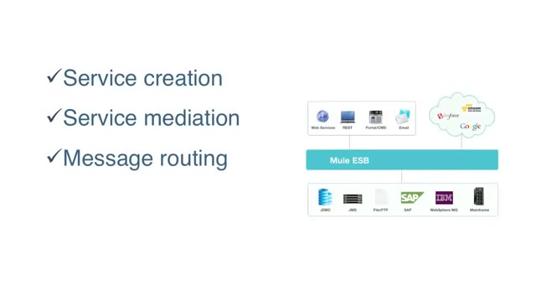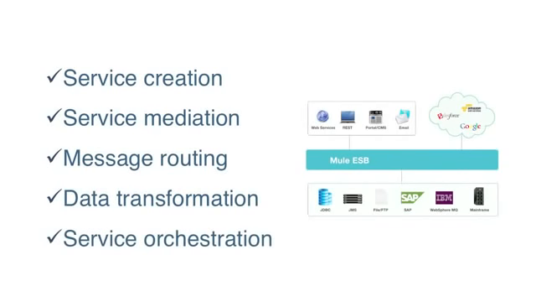Mule can dynamically route, filter, and aggregate messages following a set of rules or business logic based on the message payload or properties. For example, you can prioritize orders from high-value customers or flag large orders for special treatment. Data transformation allows you to exchange data from different applications using different data formats. Finally, Mule includes orchestration capabilities that allow you to construct lightweight service orchestration flows across the enterprise and cloud.